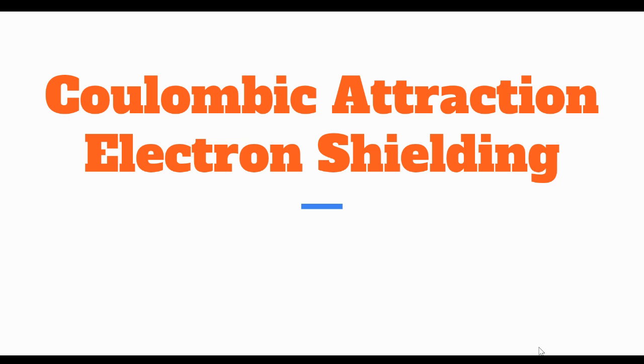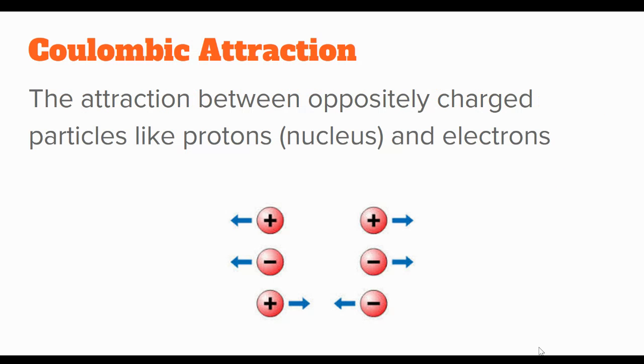Let's get started. So, first things first, Coulombic attraction. It's a big fancy word, sounds intimidating. It's not. All it means is the attraction between oppositely charged particles, like protons, which live in the nucleus, and then electrons, which live outside of the nucleus.